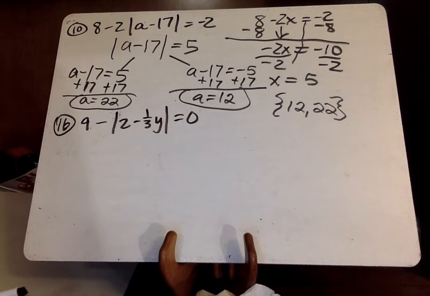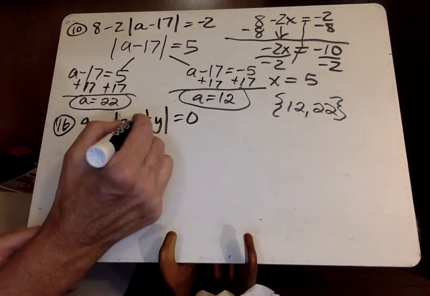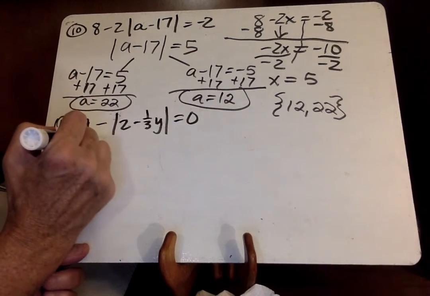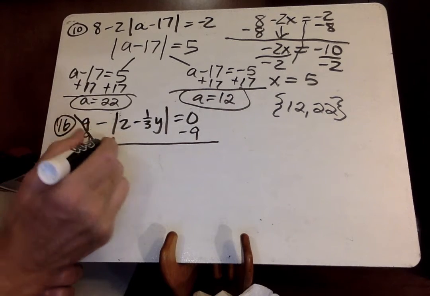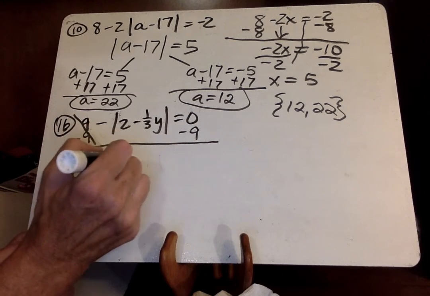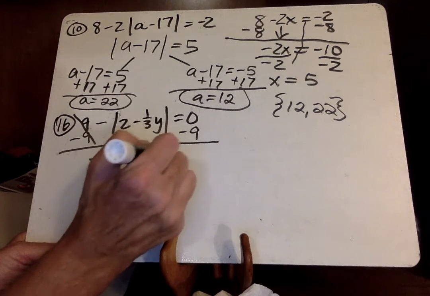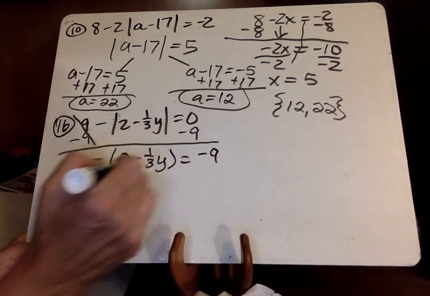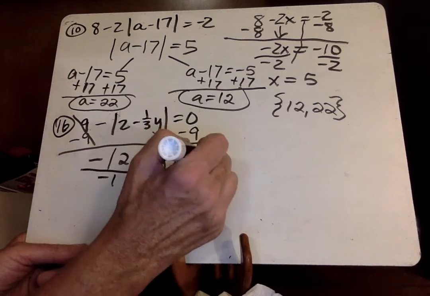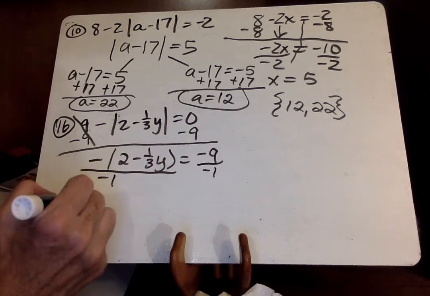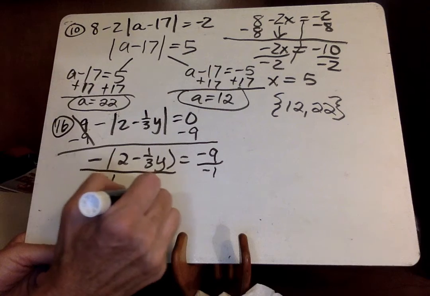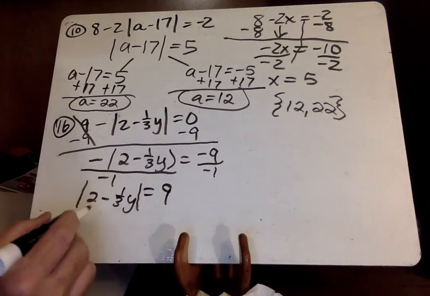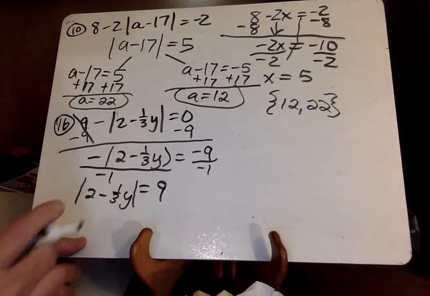Now, I wanted to do 16 for you as well because there's a weird 1/3 y that I don't think you've worked a lot with on fractions. So here we go. We're going to go minus 9, minus 9. Okay, so that goes away. Minus absolute value of 2 minus 1/3 y equals negative 9. I'm going to divide this by negative 1. So we get absolute value of 2 minus 1/3 y equals 9.